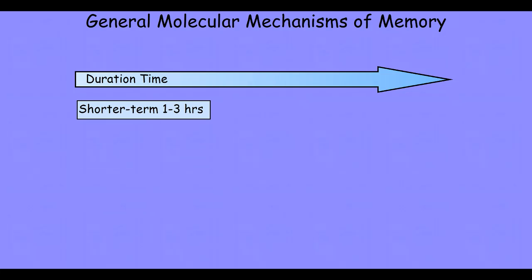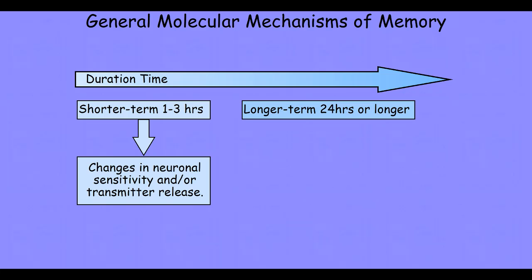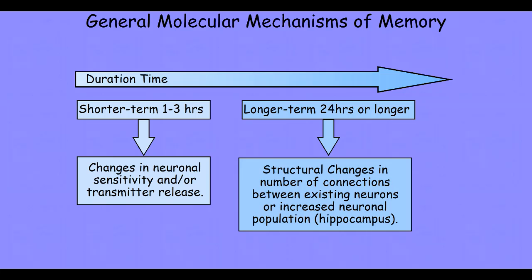So when we break that down in terms of more or less time periods, shorter-term changes occur within 1 to 3 hours. So changes in neuronal sensitivity and/or neurotransmitter release, increase in receptor densities, those occur in 1 to 3 hours. Longer-term changes take 24 hours or longer, and there are structural changes in the number of connections existing between neurons or increased neuronal populations, at least in the hippocampus.